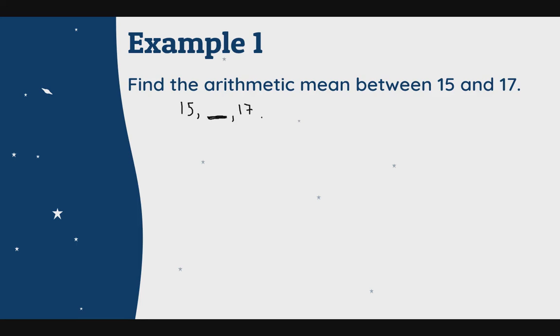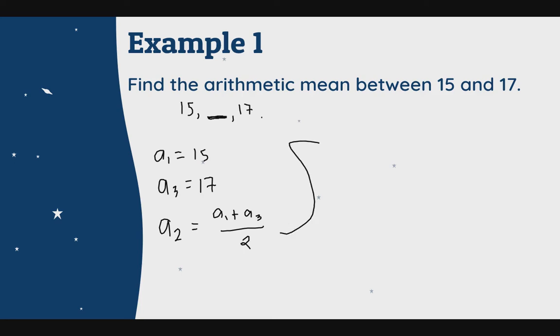Again, we have three terms and the middle term is the missing one because it is the arithmetic mean. So we now know that a sub 1 is equal to 15, a sub 3 is equal to 17, and a sub 2 is the average of a sub 1 plus a sub 3 over 2. Meaning to say, this is the formula that we will use in finding the value of the arithmetic mean.